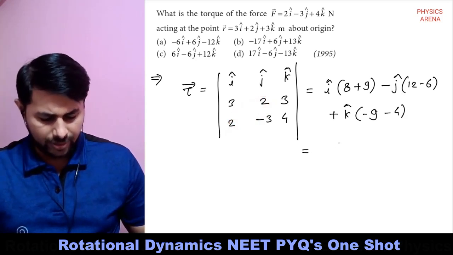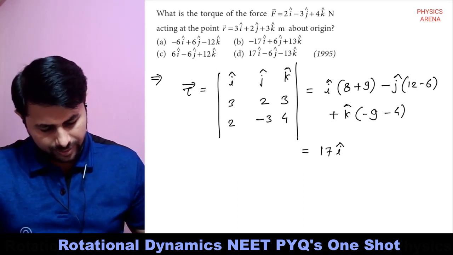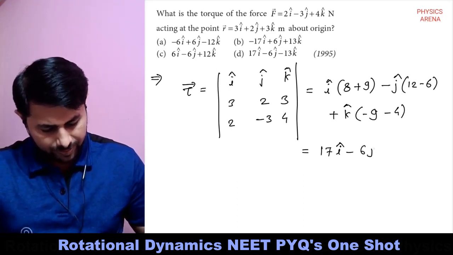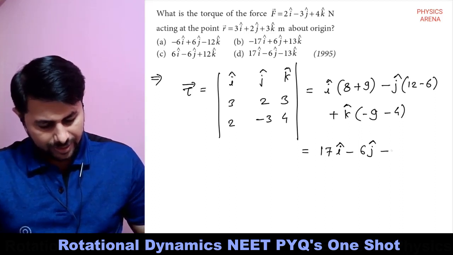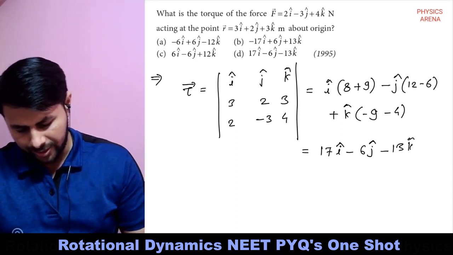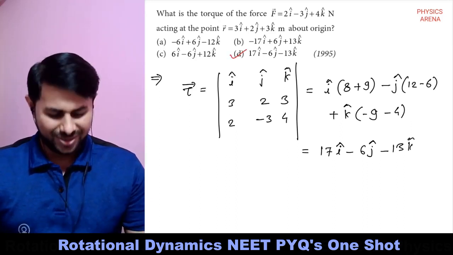So 20 I cap. Okay. Then minus 6 K cap and minus 13 K cap. This is the answer. Which one? Option D. Right. Option D is the answer. Okay.